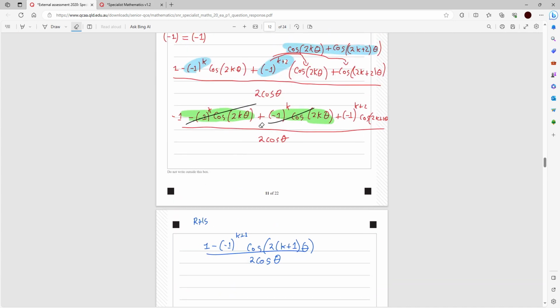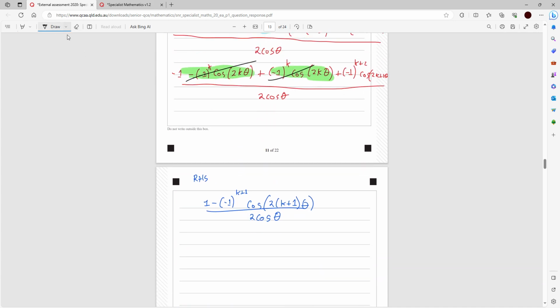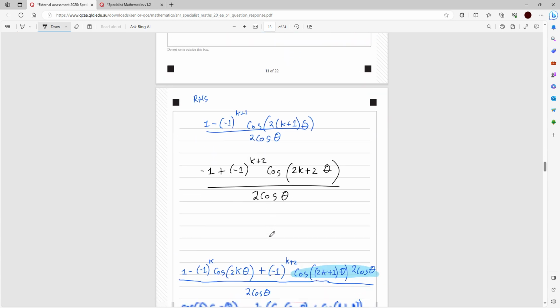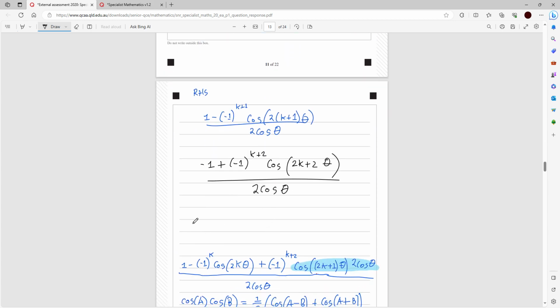Alright, so I'm going to rewrite this bit here. We have -1 plus (-1) to the power of k plus 2, cos of 2k plus 2 theta on 2 cos theta. And you can see they're almost the same. There's just one little thing we've got to do.